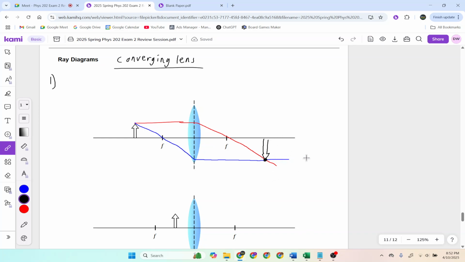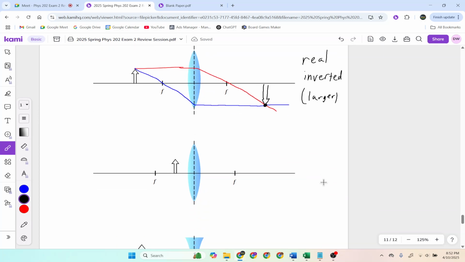So as we can see in this case, this image is real because it's on the opposite side of the lens. It's inverted because all real images are inverted. And this one, I guess it's a little bit larger. I'll write larger in parentheses, but it's kind of hard to tell. Any questions? So hopefully that made sense. If not, the second one's really not going to make sense.